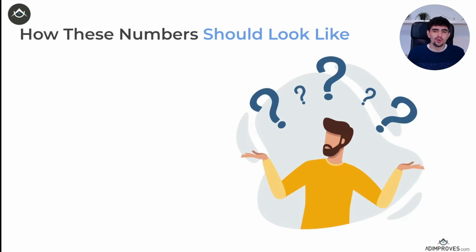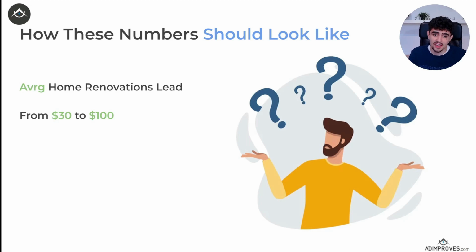Now, how should these numbers look? How do I know if my cost per lead, my cost per call, or my average order value is actually profitable for my business? Well, I'm going to give you a hint here. Basically, the average home renovation lead goes for around $30 to $100 if you place your advertisement properly. So that's a kind of guidance on whether you are getting profitable leads. If you are getting leads for far less, maybe they are far less qualified, right?